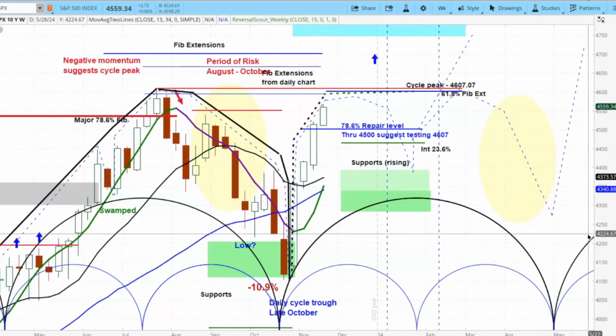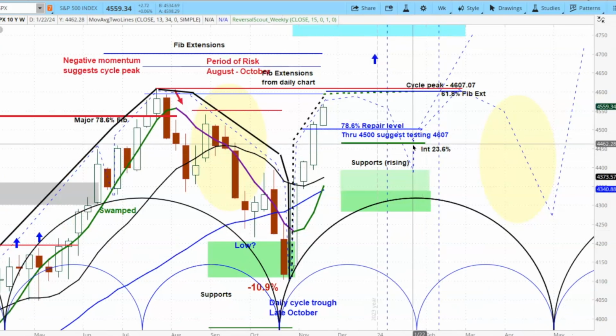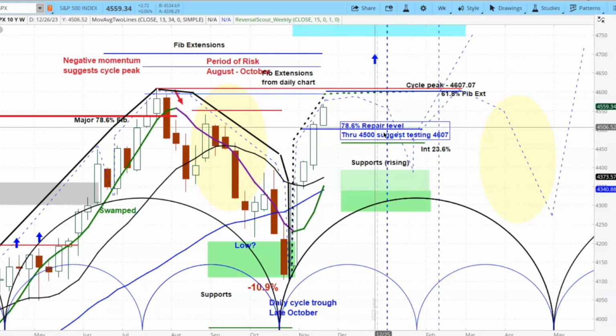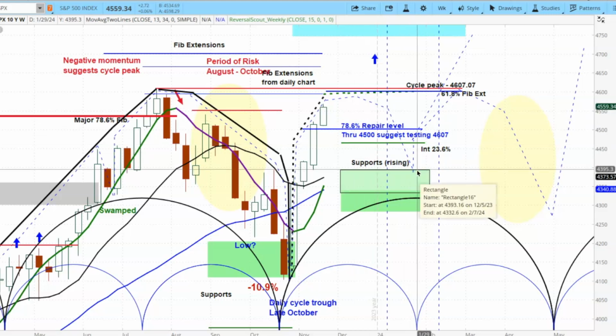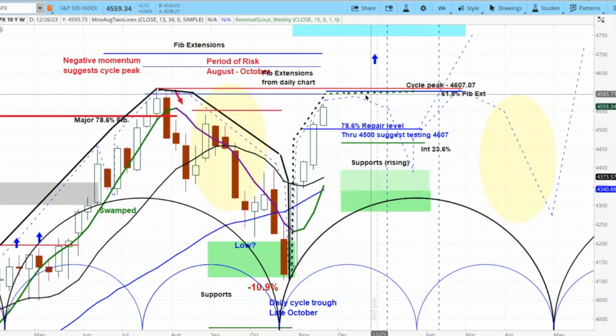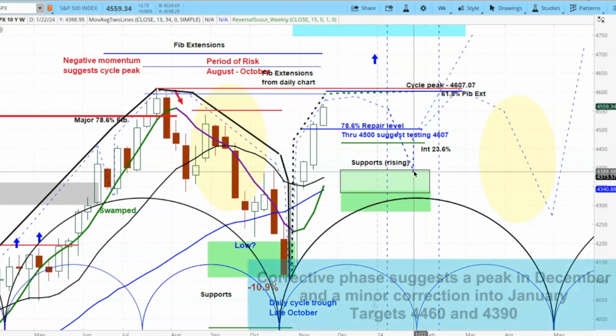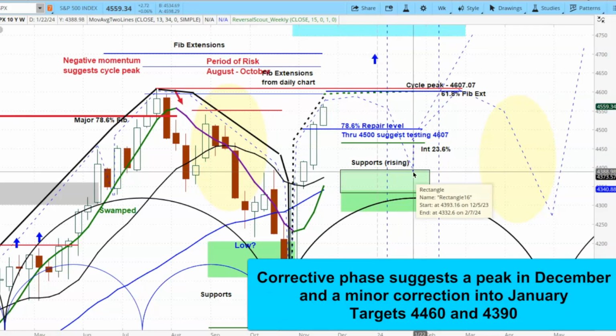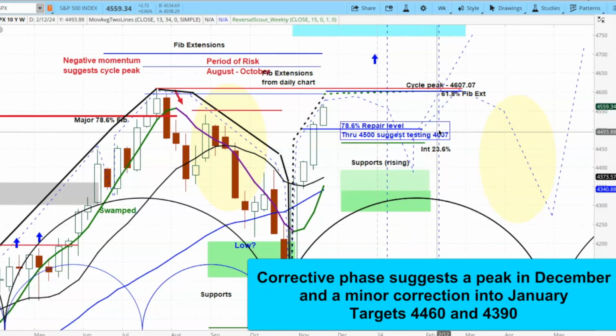This correction right in here that we're looking at, and I'm going to get closer again for you to see, points to it getting down to potentially the 23.6%, which is right around 44.60. That's not much of a corrective period in here. More likely this period out into January, so peak somewhere out over here in December, come down into January to about 43.90, and then begin to move up again.